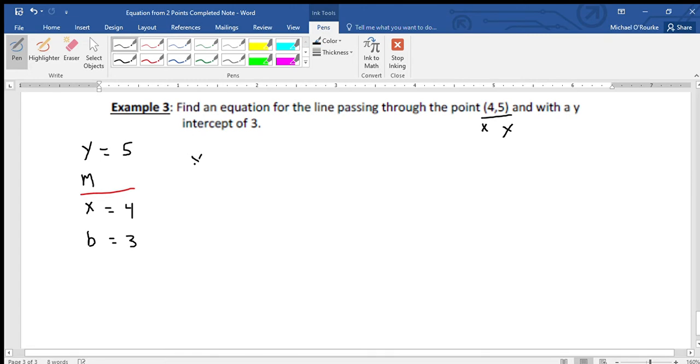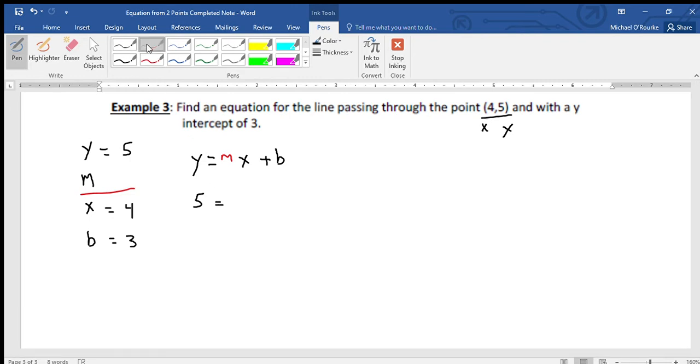So if we write the equation y equals mx plus b, I'm going to make the unknown red just so it stands out. So that's what we have to solve for. Let's plug in everything we know. So 5 equals, we'll leave our m there, and our x is 4, plus 3.